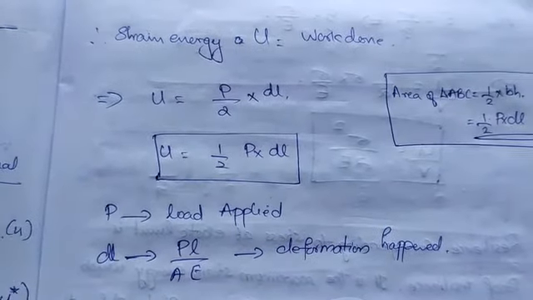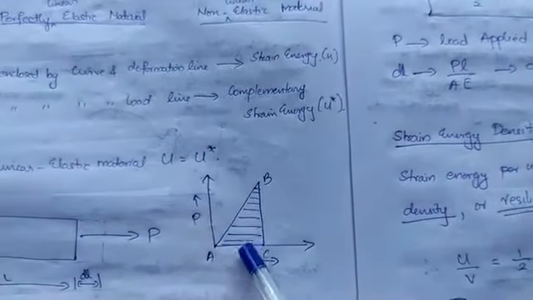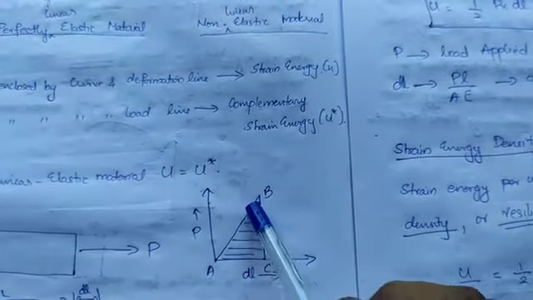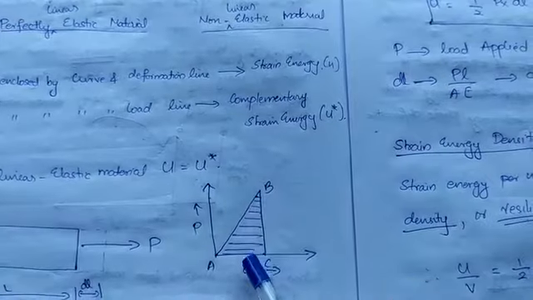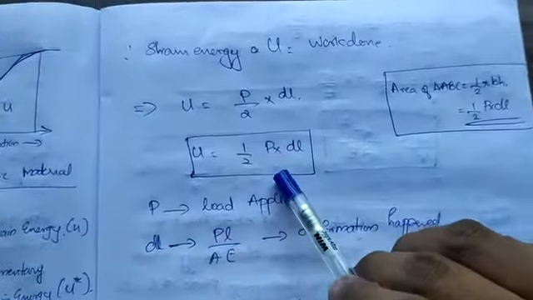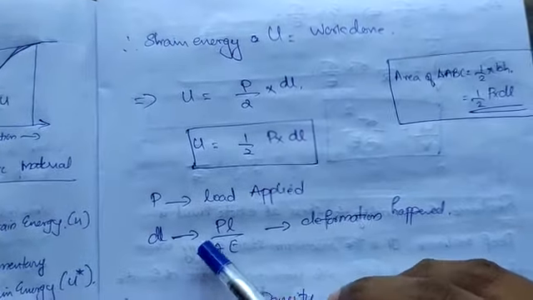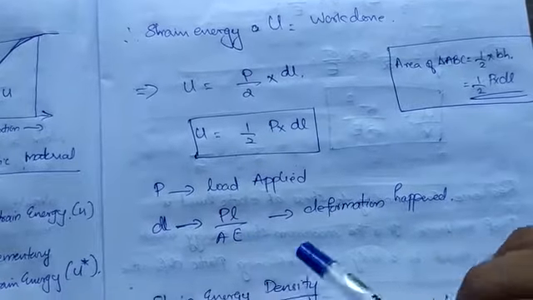Otherwise, you can also find the area of this triangle in the load deformation curve. That means this is dl and this is P; half into base into height, that is half into P into dl. Same answer you will get, half into P into dl, where P is the load applied and dl is the elongation or deformation, which is given by PL by AE.